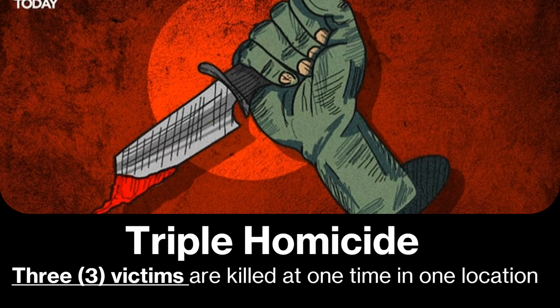A triple homicide is just like it sounds. There are three victims that are killed at one time in one location. So single, double, and triple, they differ in the number of victims, but they all happen at one time in one location. That is very important.